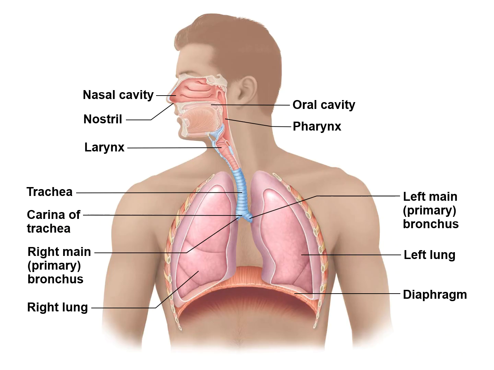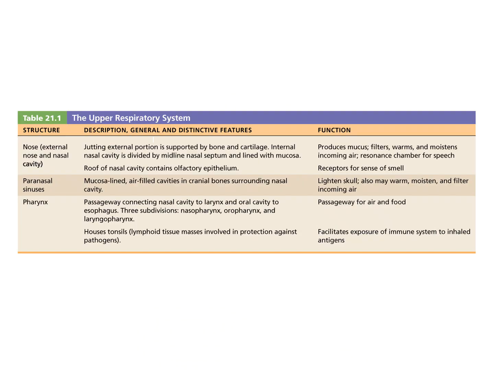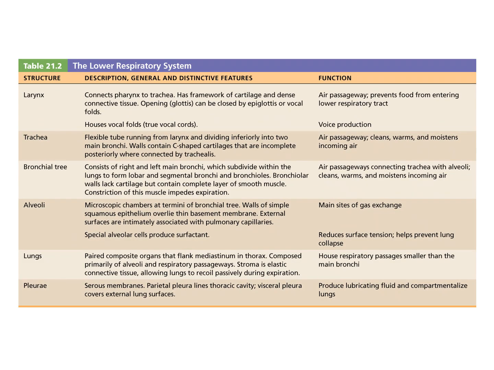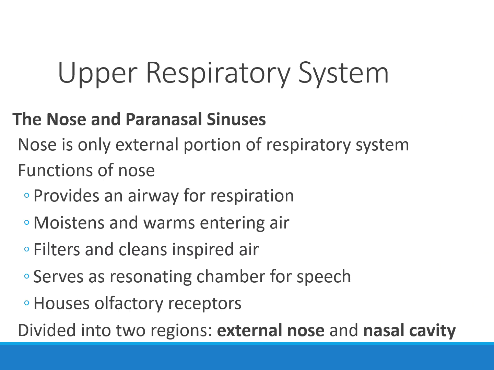There are some pictures of the different structures, and then some tables that tell you the names of the structures and what they do. It's just a general description of them. And then there's lower respiratory. So let's start with the upper respiratory system and talk about these structures.